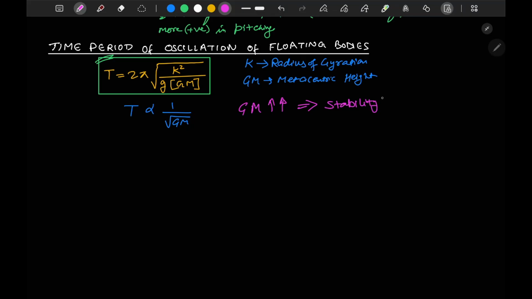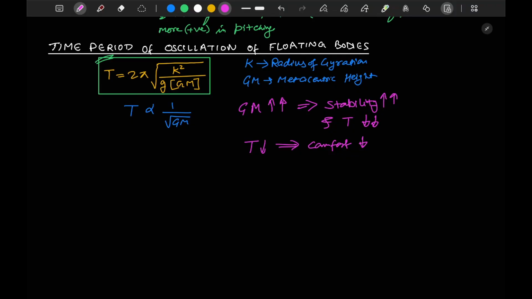Okay, stability will be higher, we know that. Now if the gm value is high, what will happen? Your time period will be low. Okay, second, if your time period is low, then what does it mean? This means that your comfort level is low. So for higher comfort we need a lower value of gm, or metacentric height.